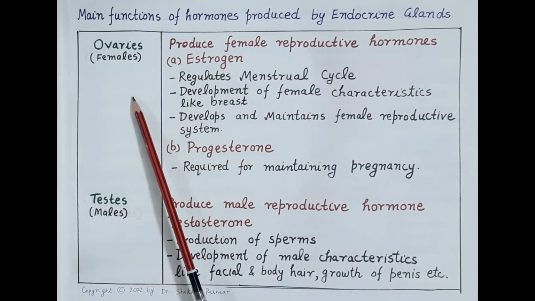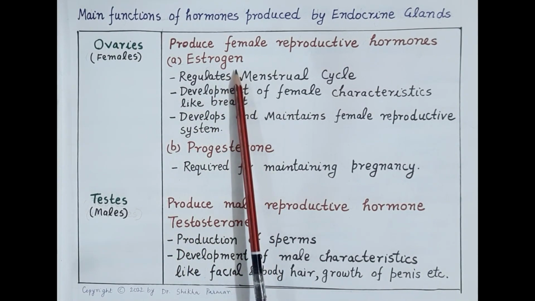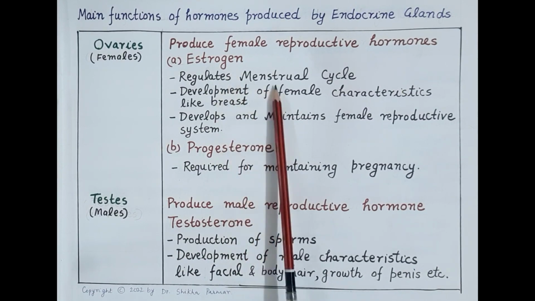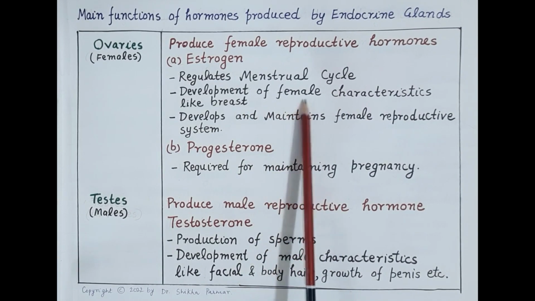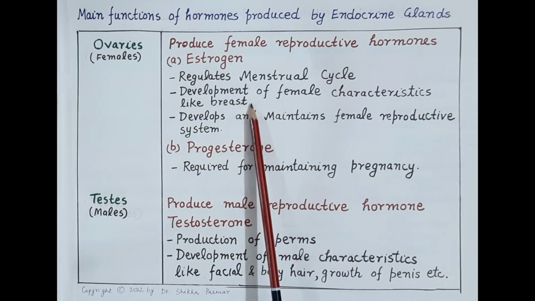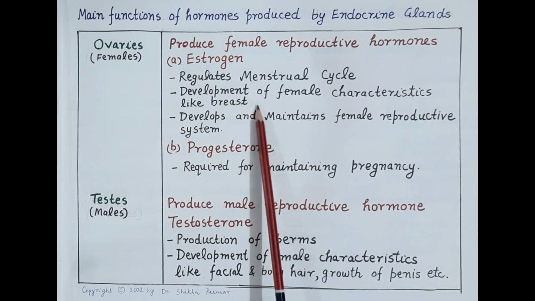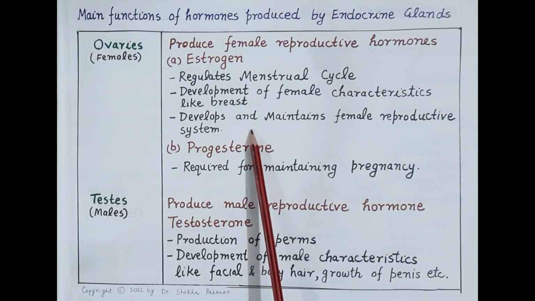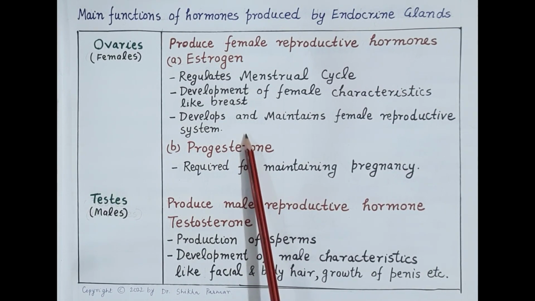Ovaries produce female reproductive hormones, namely estrogen and progesterone. Estrogen is very essential for regulating the menstrual cycle. It is also required for the development of female characteristics like development of breast, deposition of fat on the hips and breast. Then it is also required for the development and maintenance of the female reproductive system like the development of uterus, development of uterine tubes, development of ovaries.